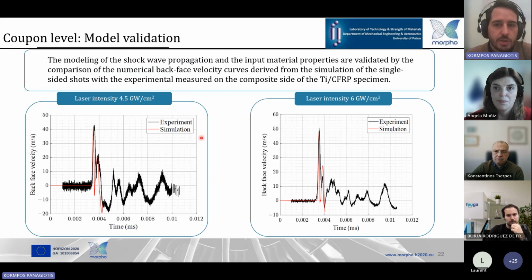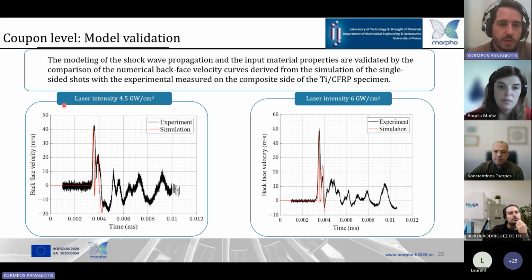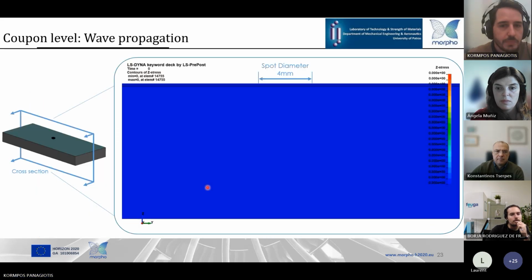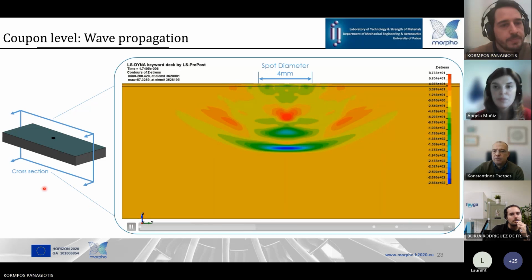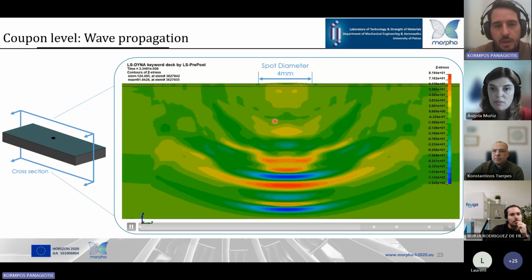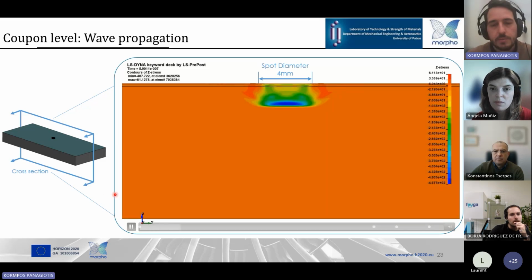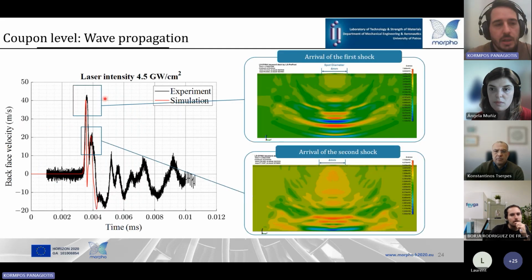The comparison of backphase velocities obtained from the simulation for laser intensities 4.5 and 6 gigawatts per centimeter squared shows agreement with experimental measurements for the first 2 peaks, which are the most important ones for the use of the shock wave for disassembly. And here is a video of the propagation of the shock wave inside the specimen. This is the z-axis stress that we are observing here. And 2 distinct waves can be seen in the simulation and also in experimental observations. And their generation can be seen here.